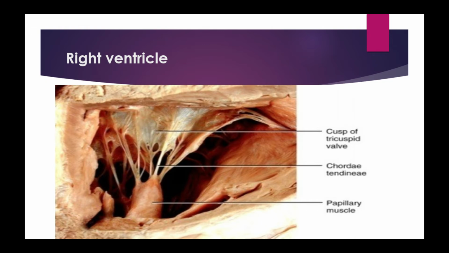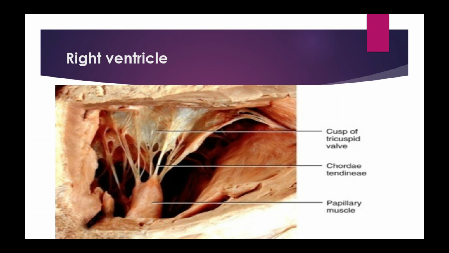The papillary muscles are present in the right ventricle. There are three papillary muscles in the right ventricle, that is anterior, posterior and septal. The posterior or inferior papillary muscle is small and irregular in shape. Each papillary muscle is attached by chordae tendineae.